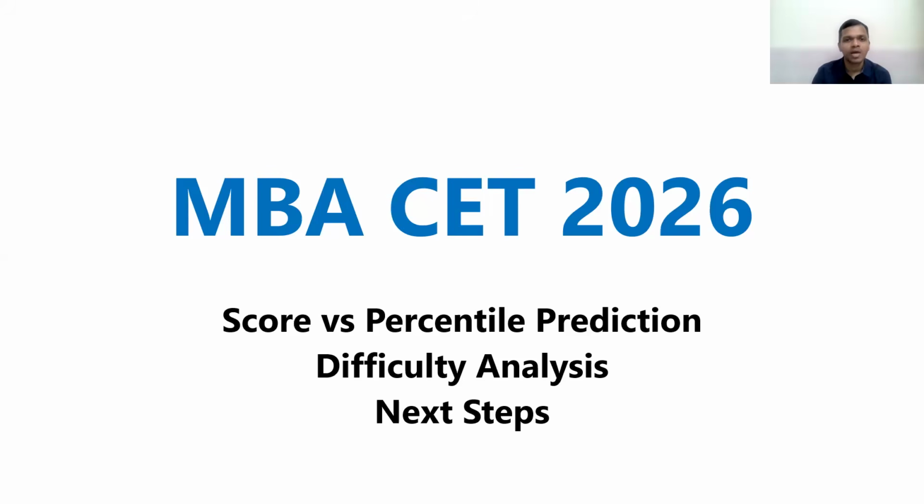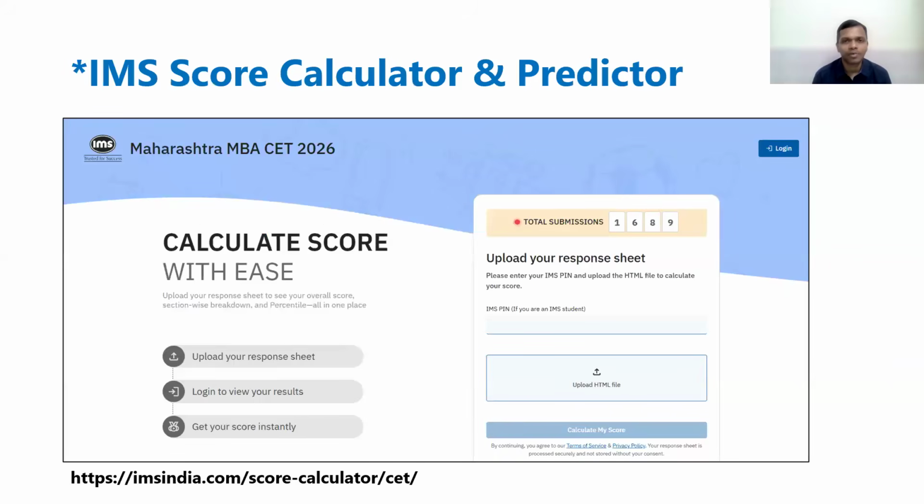So let's begin. First things first, on the IMS CET score calculator and percentile predictor, you will be able to calculate your CET score and the predicted percentile as well. At the time of recording this video, we have about 1700 odd submissions. However, the percentile prediction we have done has an algorithm, so even with a limited sample size, it will be able to give you a decent percentile prediction.